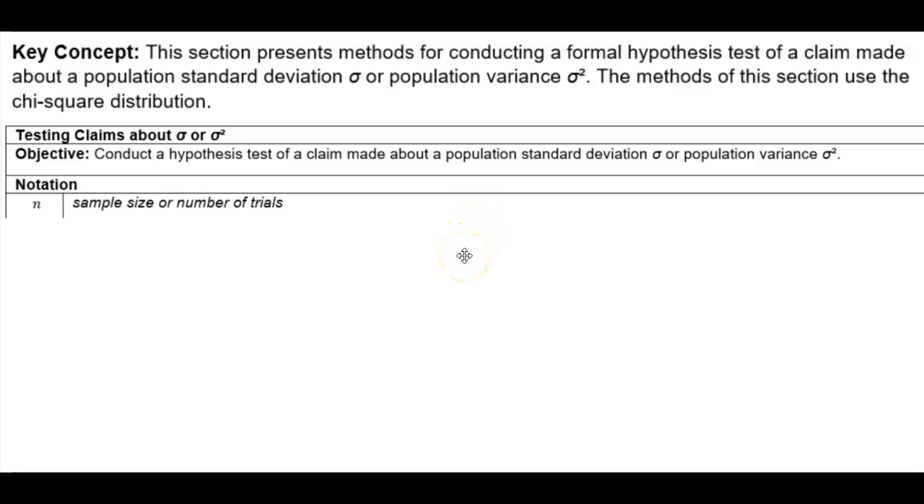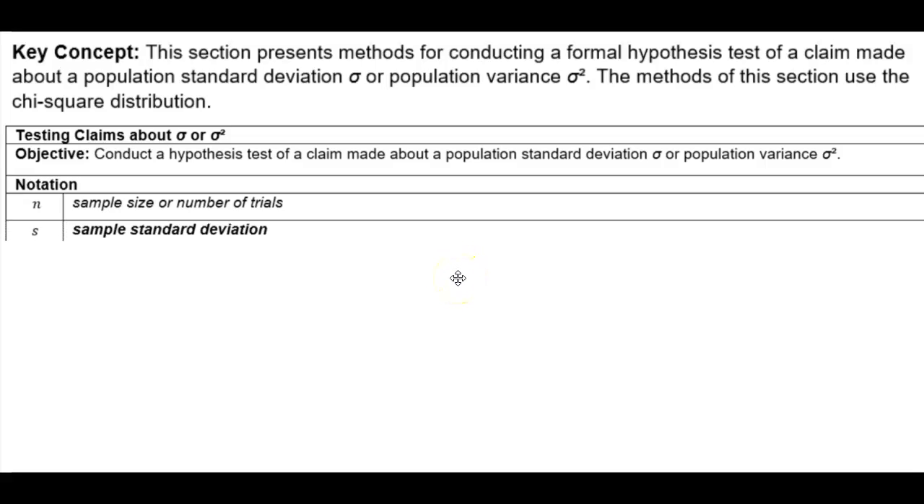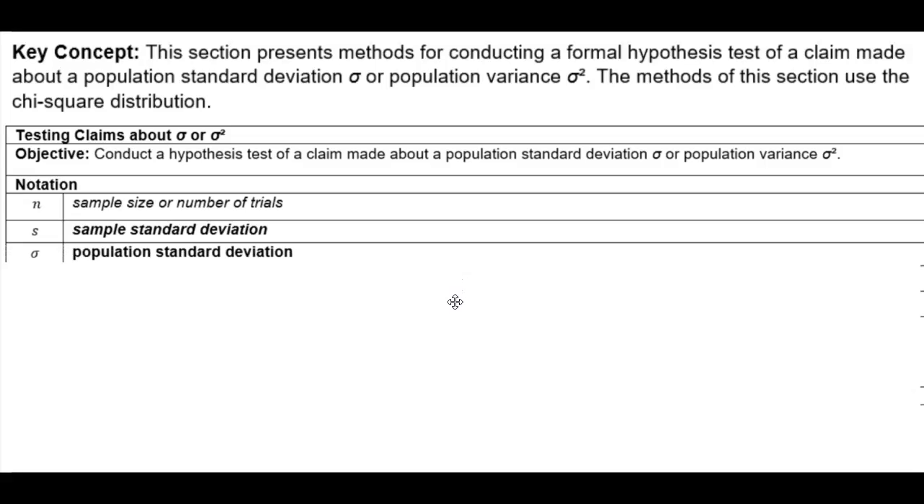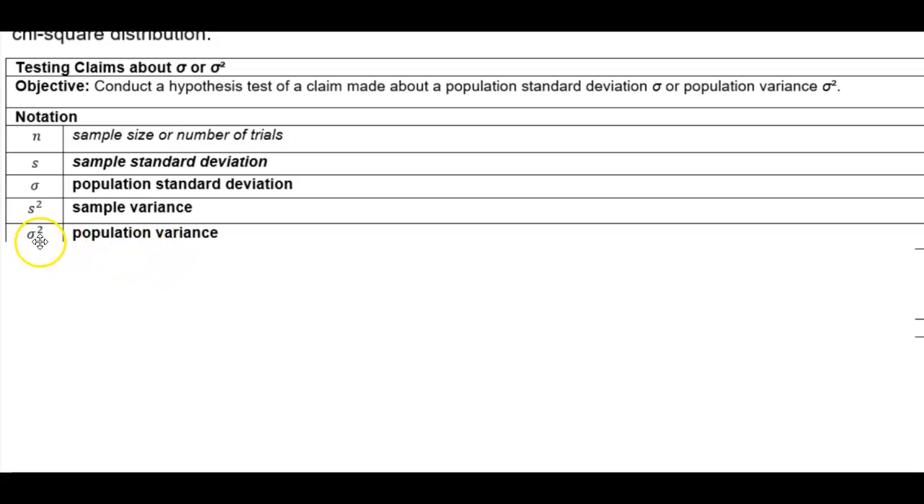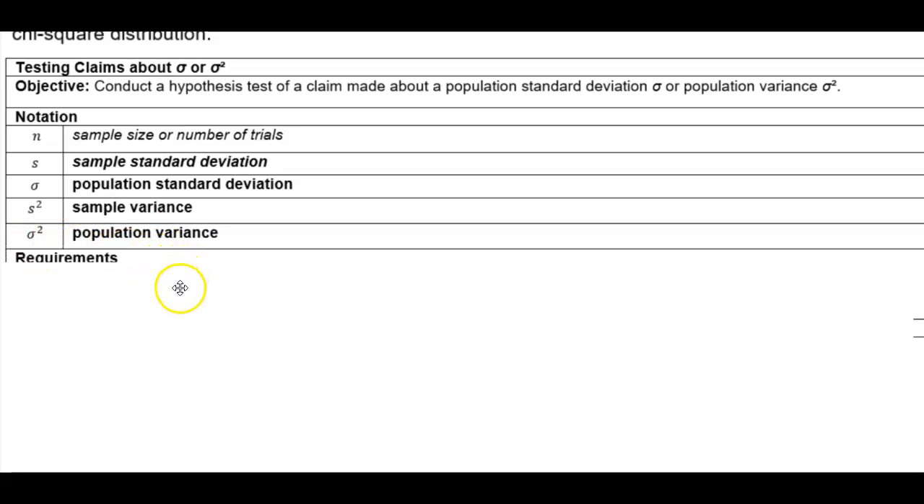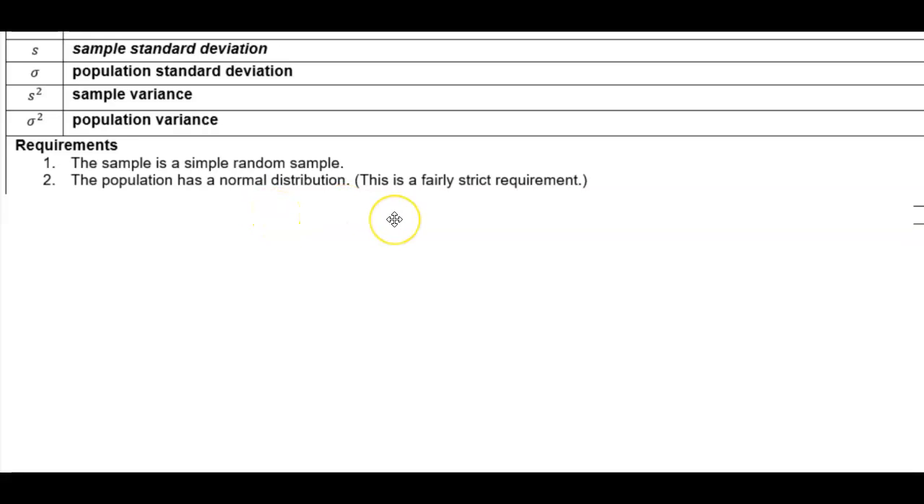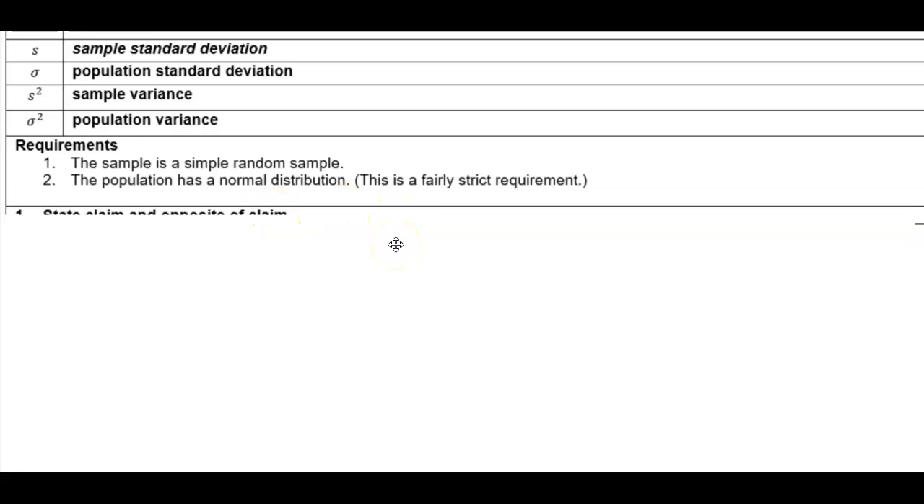Notation. n represents the sample size or the number of trials. Lowercase s is the sample standard deviation. Sigma represents the population standard deviation. Lowercase s squared is the sample variance. Sigma squared is the population variance. Now, what are the requirements? Number one, the sample is a simple random sample. Number two, the population has a normal distribution, and this is a fairly strict requirement.